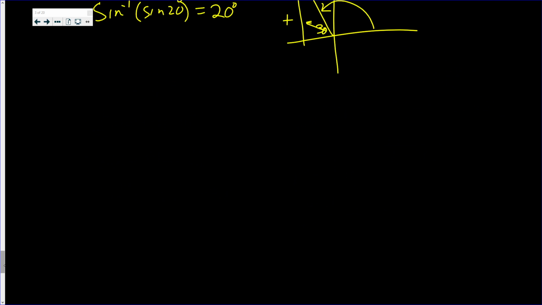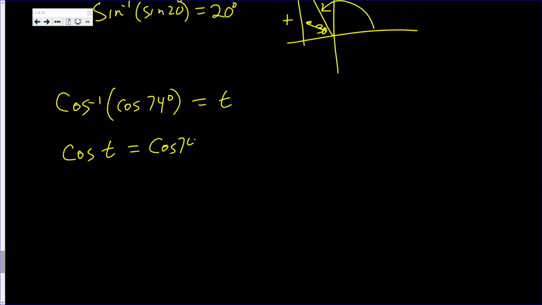Suppose you have the following. What is the cosine inverse of the cosine of 74 degrees? Well, define it to be t. So this means that the cosine of t is the cosine of 74. But this is between 0 and 90. And the cosine, or the trig of any angle in quadrant 1, is positive. This is positive.